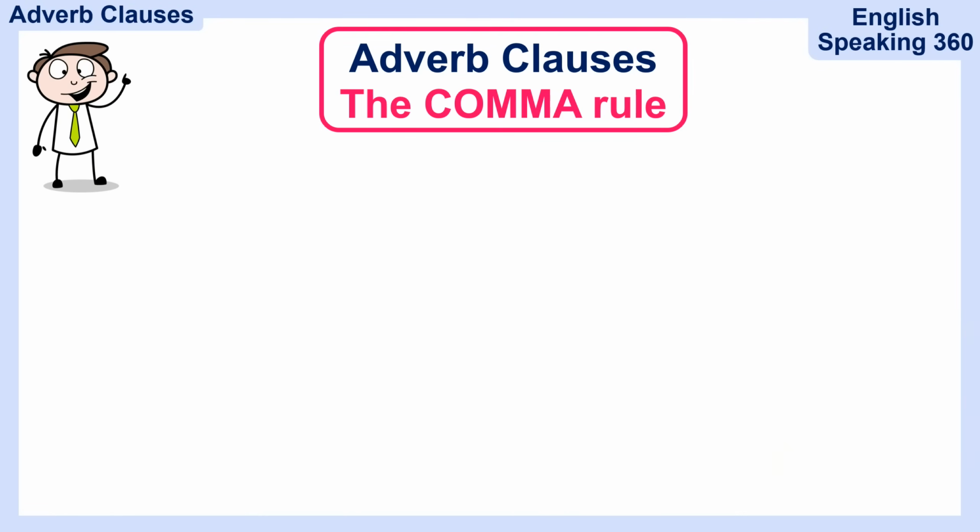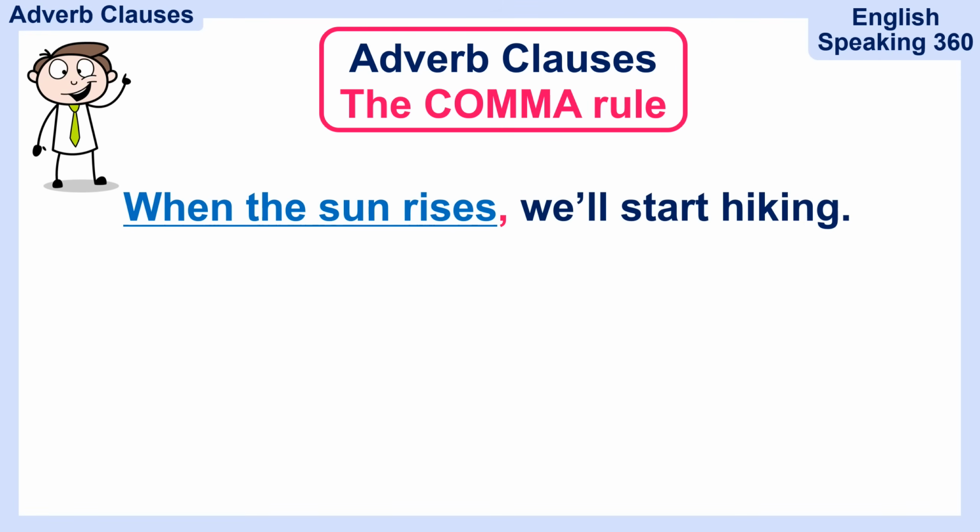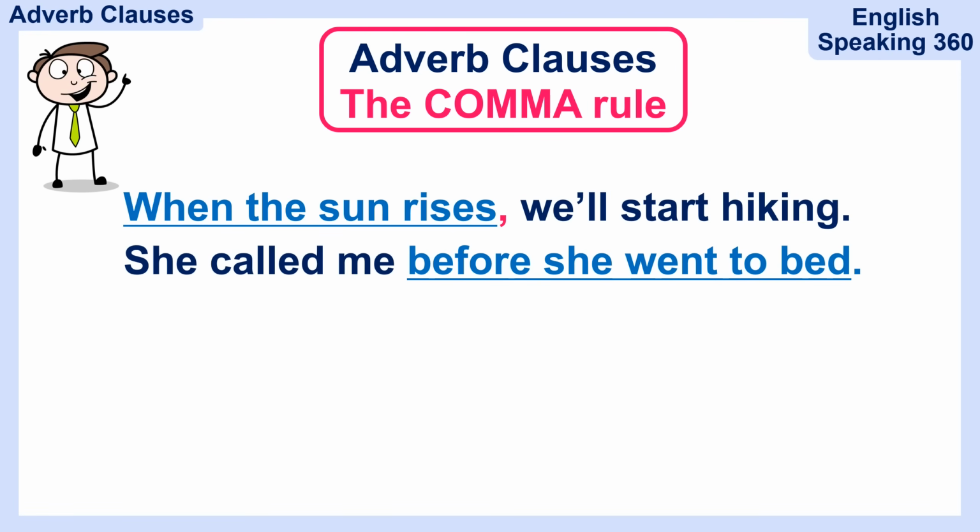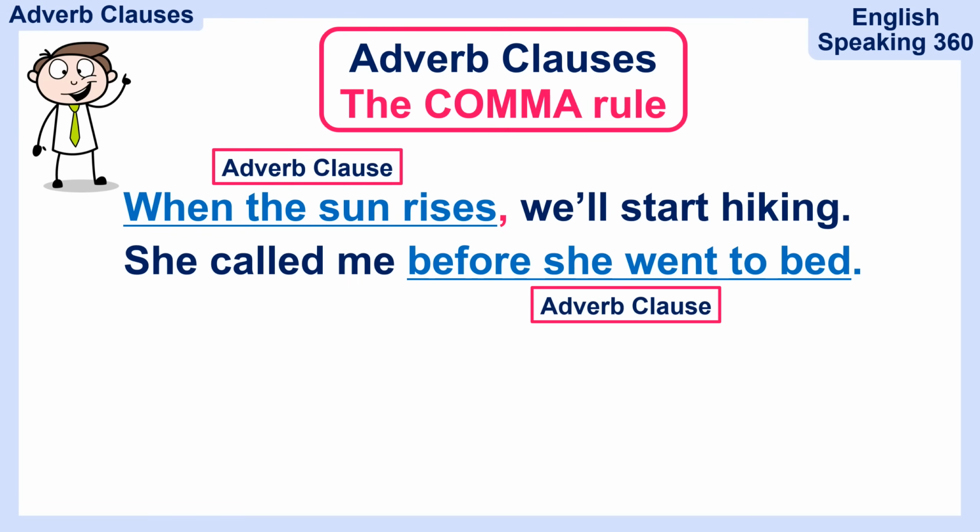The comma rule is a very important thing in sentences that contain adverb clauses. Let's take a look at 2 of the examples we had before. When the sun rises, we'll start hiking. When the sun rises is the adverb clause. She called me before she went to bed. Before she went to bed is the adverb clause.